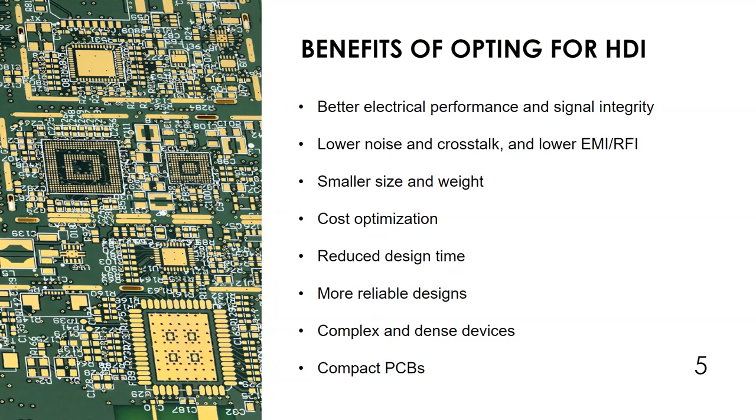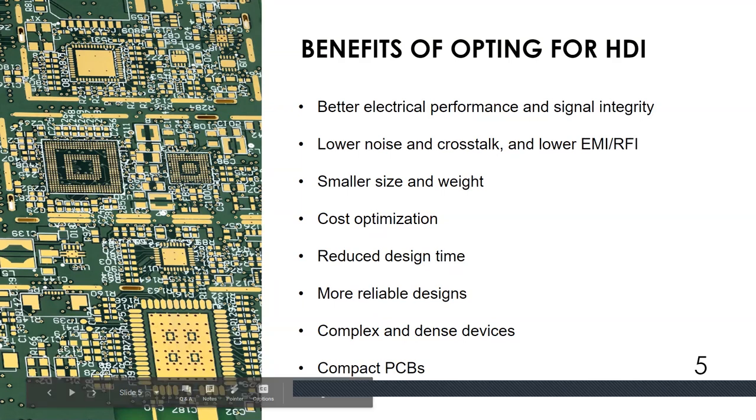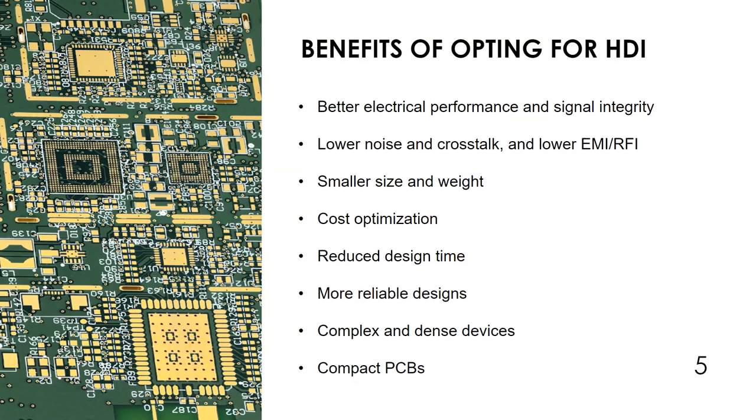Then compact. We know the main purpose of this is compact PCBs, right? To reduce the size, because we need to produce this PCB to the form factor of the device, whatever the electronic gadget is. So that form factor we need to look into. This HDI technology gives you the advantage of reducing the size, the miniaturization of the PCBs.